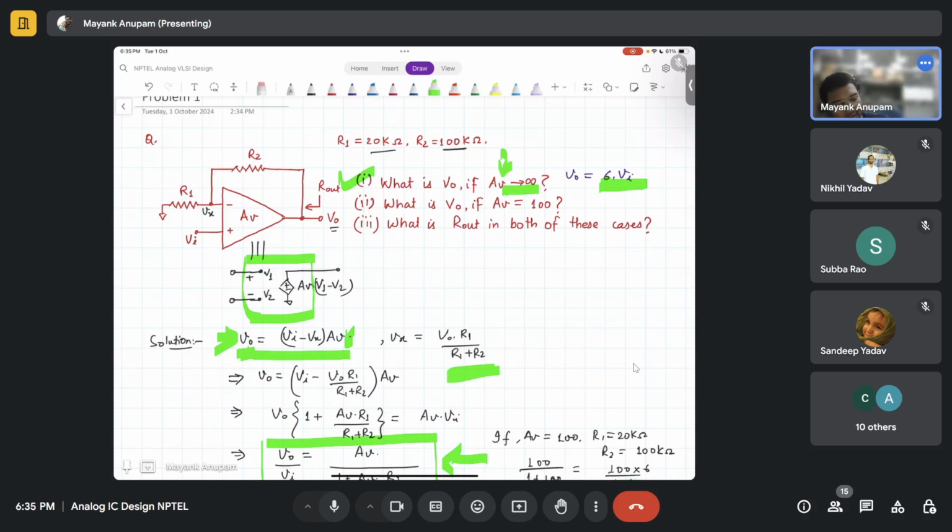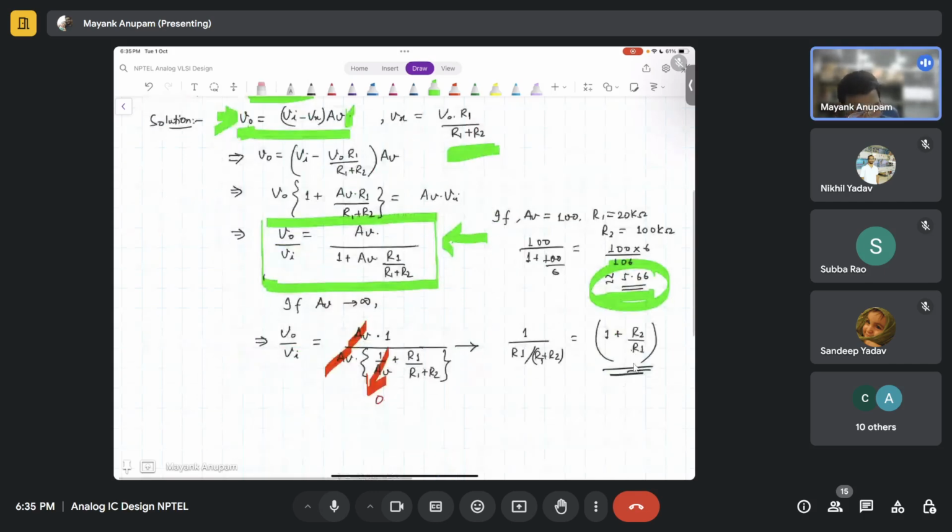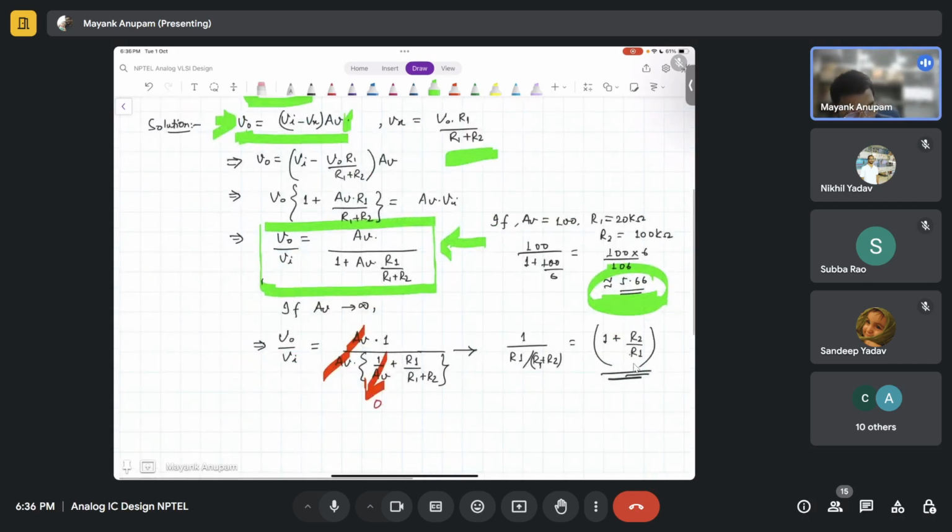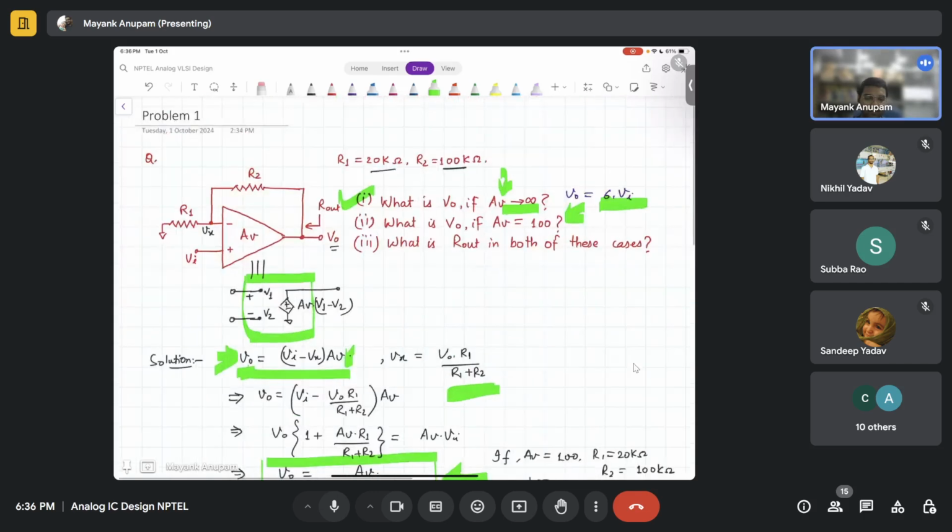However, when the gain became equal to 100, which is also not very low, it is quite good. If the gain is 100, it's quite good. However, you can see clearly that the signal amplification ratio got reduced to 5.66, right? Is that clear?